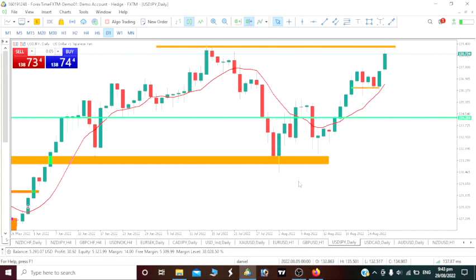Okay, now this is our USDJPY we'll be looking at for the day. We are going to start with our daily time frame, down to our 4-hour time frame, to our 1-hour time frame.